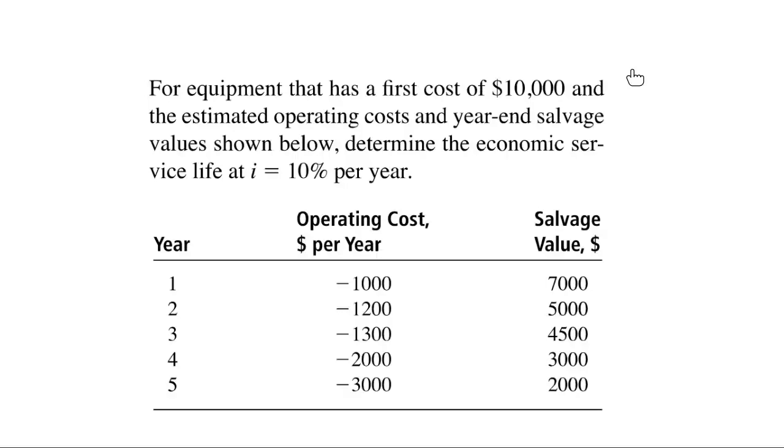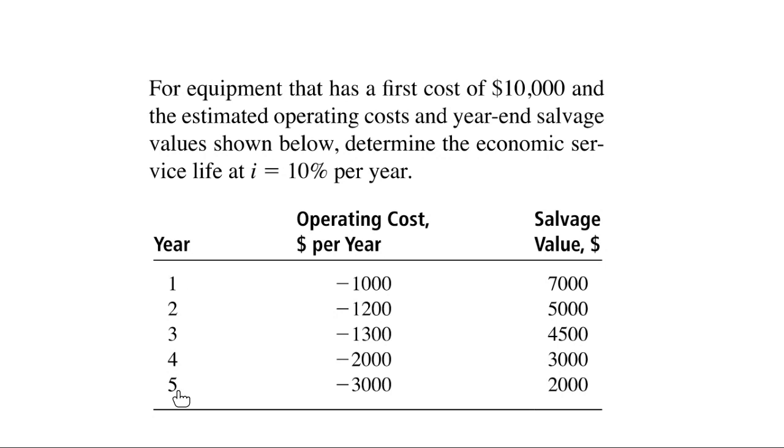Okay, this is an extra problem for chapter 11, the replacement study. The problem here is about an equipment that has a first cost of 10,000 and the estimated operating cost given in the table with the salvage values. The question asks you to determine the economic service life for the interest rate of 10% per year.